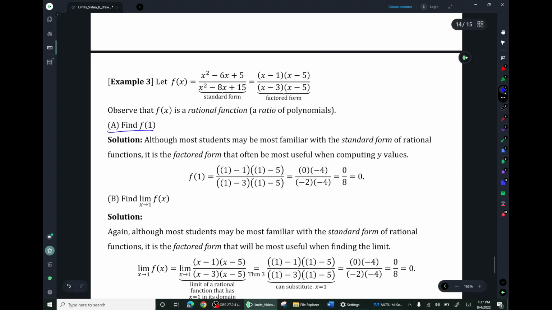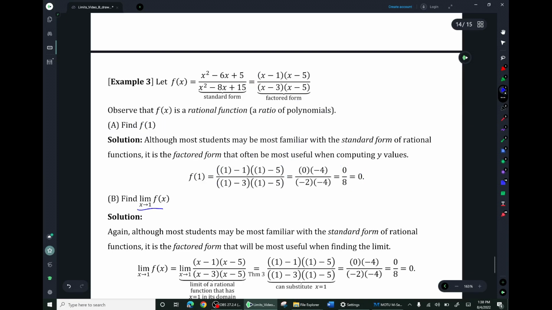Question A says, find f parentheses 1, that is, find f of 1. Now, most of you are probably more familiar with the standard form of rational functions, but it turns out that it's the factored form that's often most useful when computing y values. That is, we're being asked to compute the y value f of 1. So here we go. We write down the expression we're being asked to compute, f of 1, and then we compute it. We grab this factored form of the function, we bring it down and replace all the x's with the number 1, and we end up with this. 0 over 8, which equals 0.